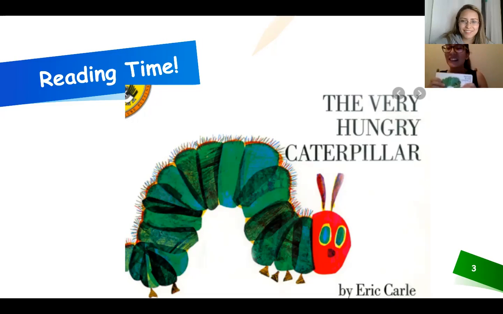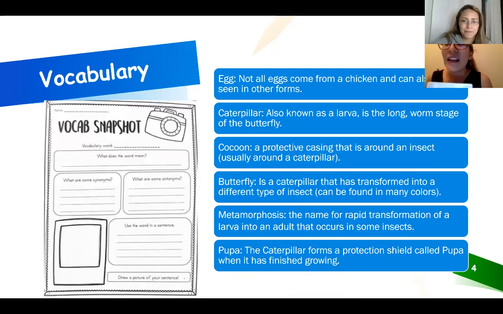Oh, what a great book. It was so nice to hear about how the egg turned into a caterpillar and then it turned into a what? Yes, exactly. A butterfly. You guys are doing so good with this. All right. So now, everyone, you're going to grab your sheet of paper, your vocab snapshot, and we're going to write all these vocabulary words in there. We're going to do one by one so we can really get a better understanding of what these words mean. Okay? And don't worry, I will help you out with that.